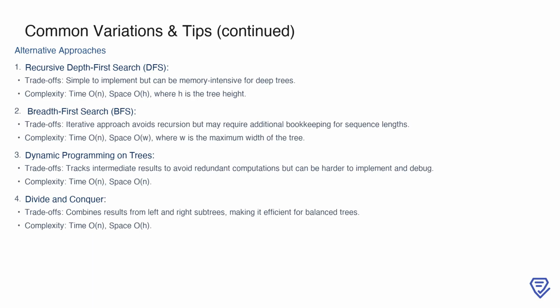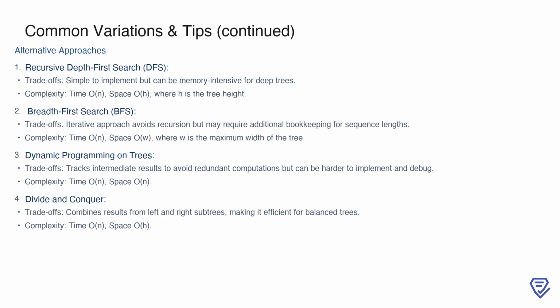Now let's discuss some alternative approaches to solving this problem. Recursive depth-first search, or DFS, is a straightforward choice. It's simple to implement, but it can be memory-intensive if the tree is very deep because of the recursive call stack. Its time complexity is O(n), and the space complexity depends on the height of the tree, O(h). Another option is breadth-first search, or BFS, which is an iterative approach. It avoids recursion but may require additional bookkeeping to track sequence lengths. Its time complexity is also O(n), and its space complexity depends on the tree's maximum width, O(w).